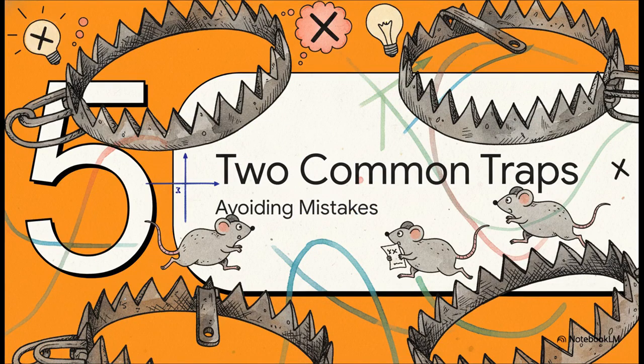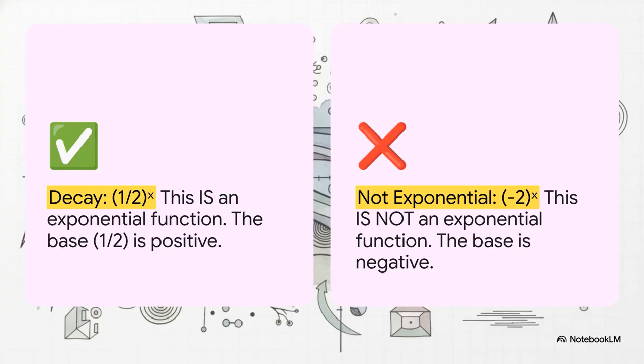All right, before we wrap this up, let's talk about 2 common traps. I see these mistakes all the time, and if you can learn to spot them right now, you are going to be way ahead of the game. Okay, trap number 1. Please do not confuse exponential decay with having a negative base. They are not the same thing.